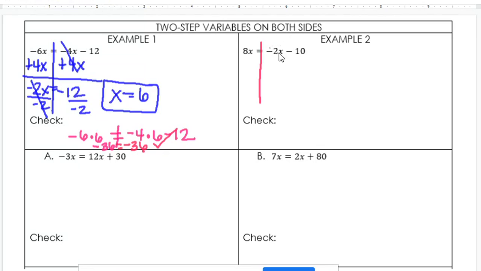So we have negative 2x and we have an 8x. You usually want to move the smaller one, so negative 2x is smaller. And if we move that over, then our variables will all be the same and our constants will be on one other side.